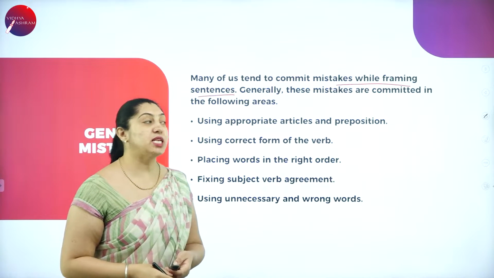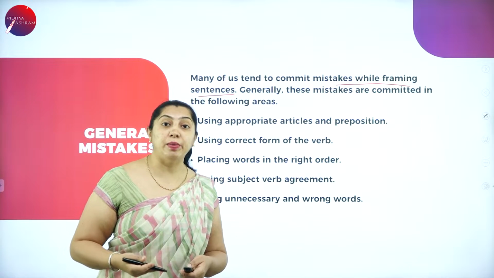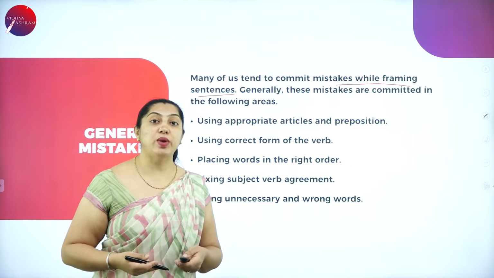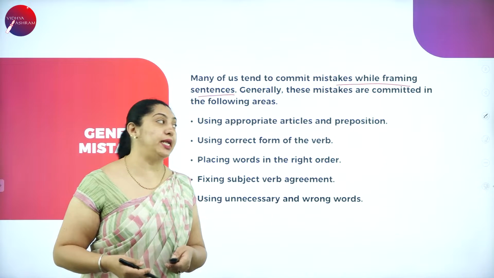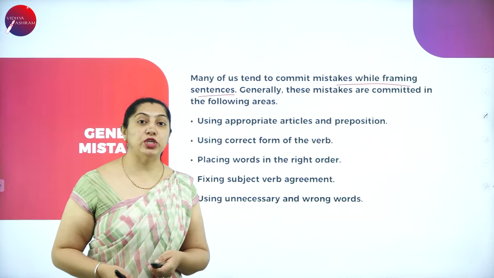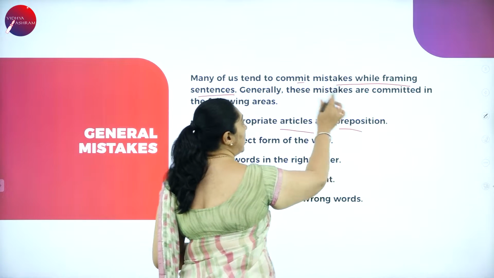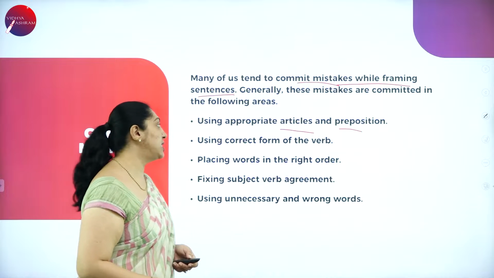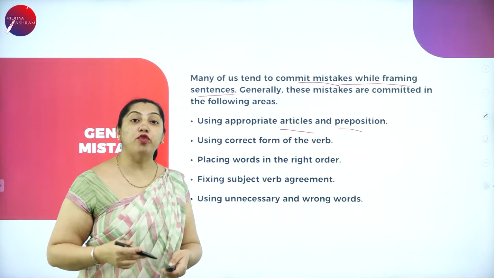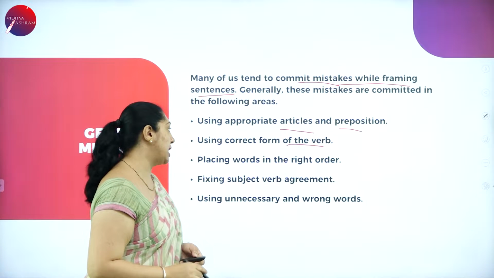Generally, these mistakes are committed in the following areas. So where are we committing mistakes? What are the mistakes we are doing? Where exactly is it? It is using appropriate articles and prepositions. When we use the articles and prepositions, we commit these mistakes. That is the sentence mistake. Using correct form of the verb. Using the verbs also we make mistakes.